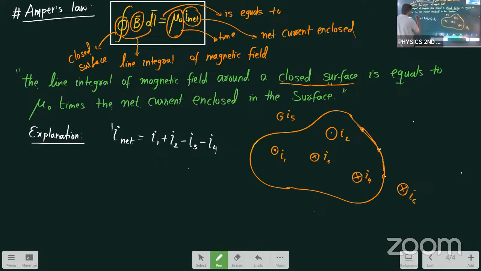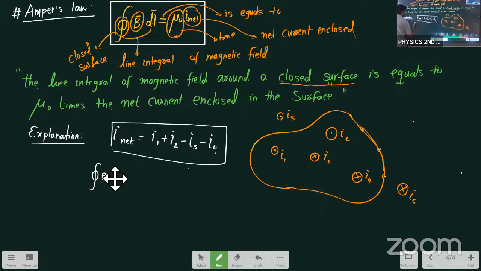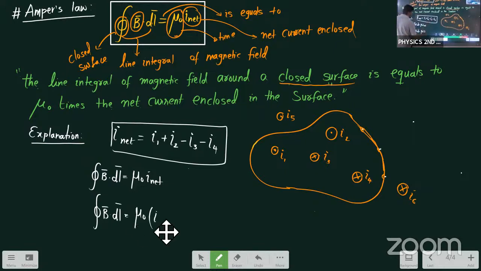So the net current through this closed surface is how much? I net is equal to I1 plus I2 minus I3 minus I4. So what will be our final formula? For this particular surface, the closed integral of B dot dl is equal to mu naught times I net. If I substitute this value, the closed integral of B dot dl is equal to mu naught of I1 plus I2 minus I3 minus I4.